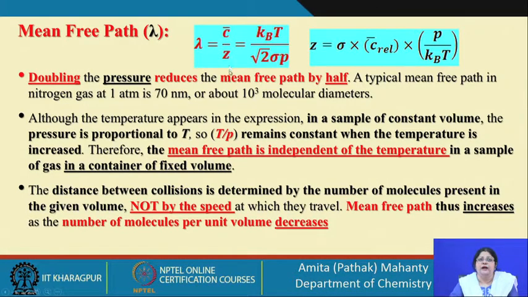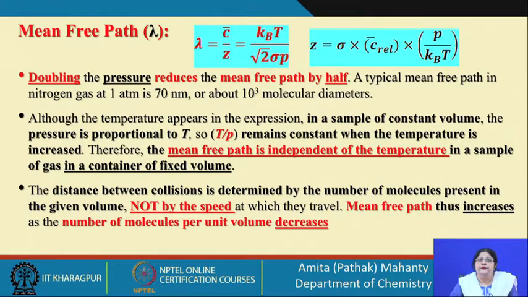In this, you are having pressure in the denominator. So, if you are doubling the pressure, what will happen? The mean free path should be reduced by half. Okay, they are inversely proportional. So, if you double the pressure, then the mean free path should become half. If you are looking into the typical mean free path of a nitrogen molecule at 1 atmosphere, it is going to be around 70 nanometers, around say 10 to the power 3 molecular diameters.